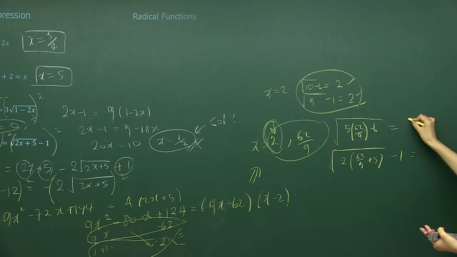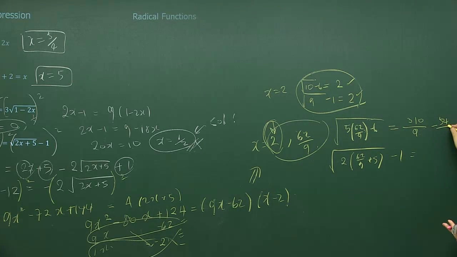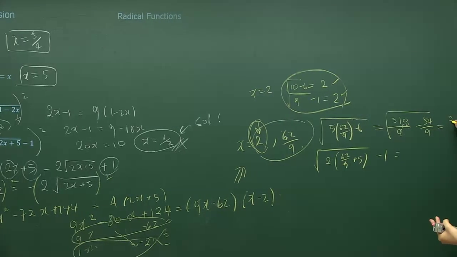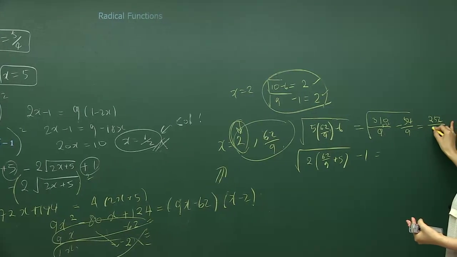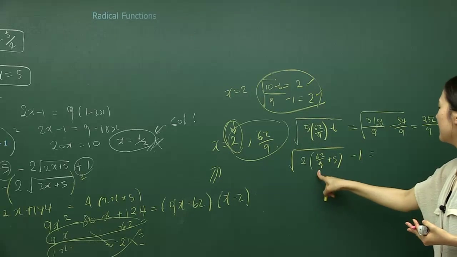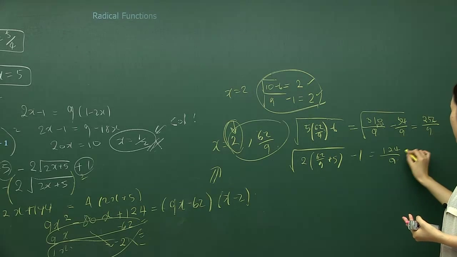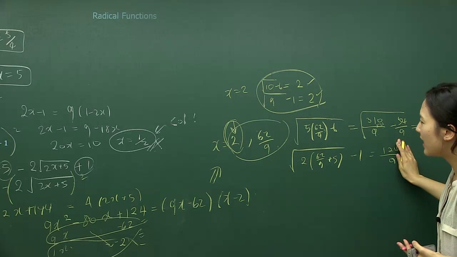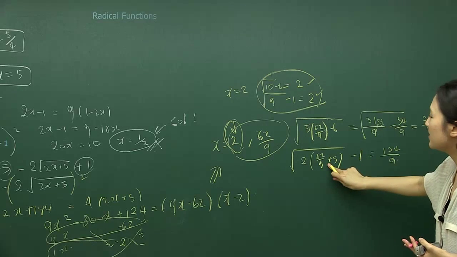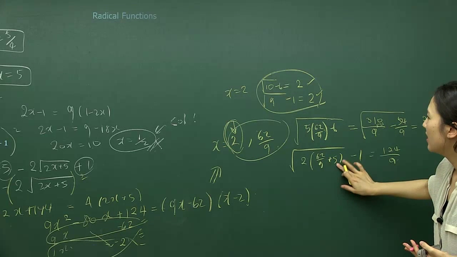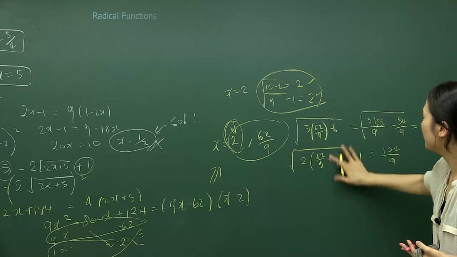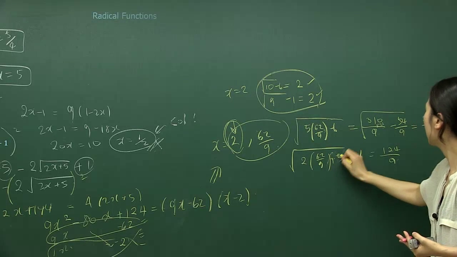Okay, so 310 over 9 minus 55 over 9. And then we have to square root that even. So 54, so 256 over 9. And then what is that? That is 124 over 9. Oops, 2 times. So this was it 2 times? Yeah, 2x plus 5. So it was supposed to be, where is the initial? Oh, plus 5 is outside. Sorry. Okay, so here we go.